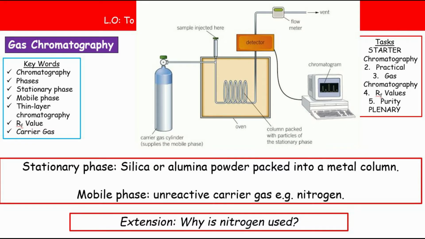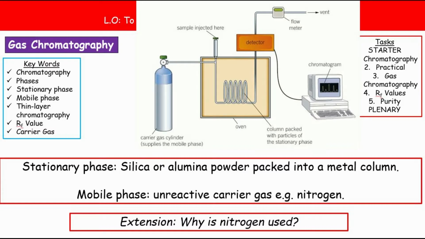Then we can see that that tube comes down into this coil. Now packed within the loops of that coil are particles of our stationary phase. And the stationary phase is again that silica or alumina powder that we did have on our TLC plate. This time it's packed into that metal column. Then you can see at the end of that little coily area, we go back up into the detector, and that's going to actually detect the different chemicals passing through. That's connected onto the computer where we get the chromatogram on the screen.